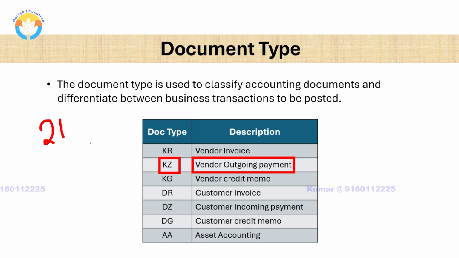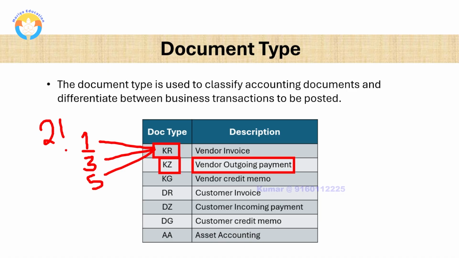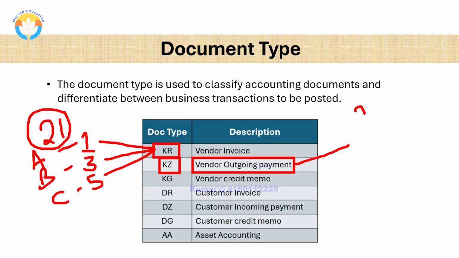I have purchased on 21st. That is KR. When I purchased in the previous example, we have purchased goods. How much we have purchased? 1 lakh in the morning, 3 lakhs in the afternoon, 5 lakhs in the evening from vendor A, vendor B, and vendor C. On what date? On 21st. At that 21st, what is the document type we used? KR. And KZ on 22nd of August.